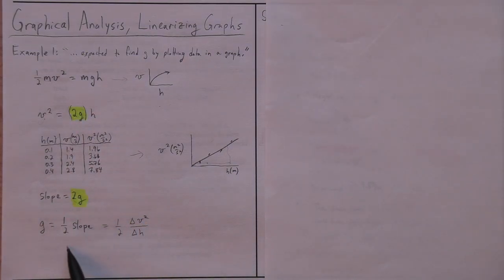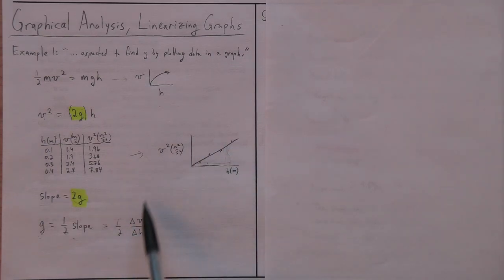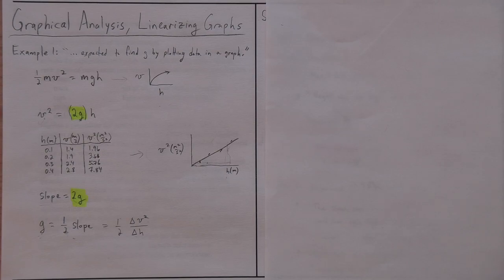And therefore, if I have the slope, then I can divide it by 2 and I get g, right? If I just divide both sides by 2. So g, 9.8, will be 1/2 the change in y, which is change in v squared, over change in x, which is change in height. Pick a couple points on the line, get the answer, and take half of that, you should get 9.8. Okay?